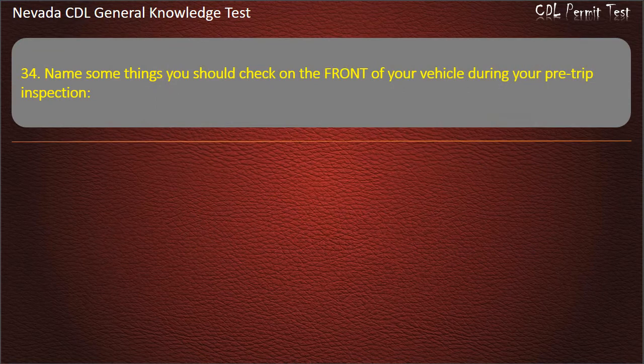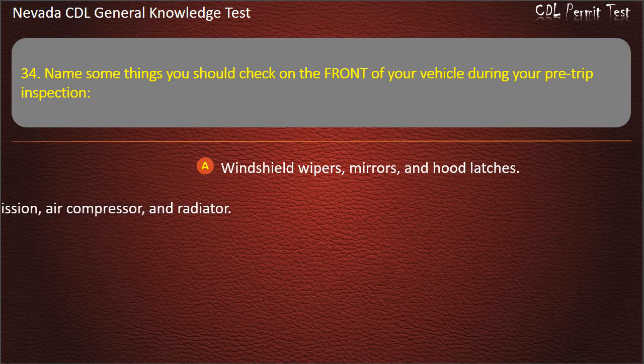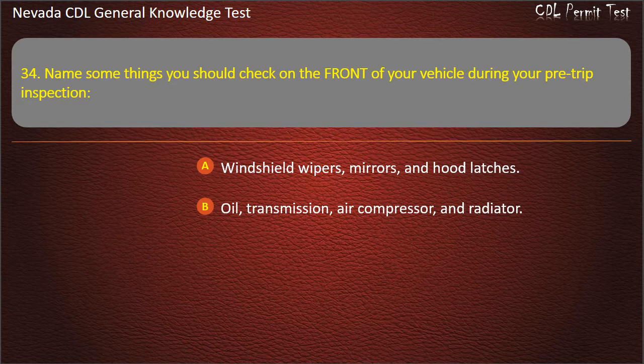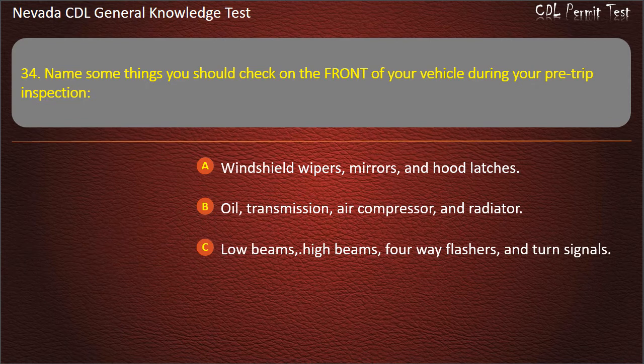Question 34. Name some things you should check on the front of your vehicle during your pre-trip inspection. Windshield wipers, mirrors, and hood latches. Oil, transmission, air compressor, and radiator. Low beams, high beams, four-way flashers, and turn signals. Answer. Low beams, high beams, four-way flashers, and turn signals.